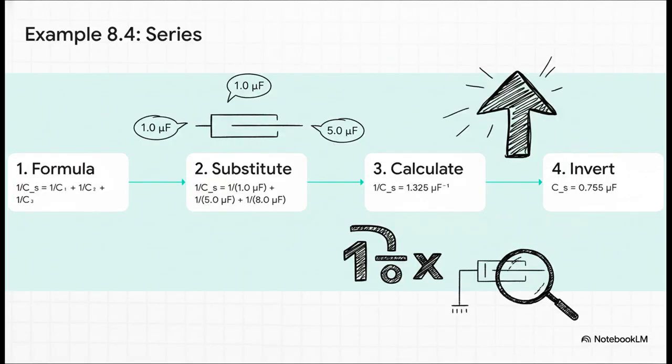And applying it is just as straightforward. We just plug in our values, 1, 5, and 8 microfarads, into that reciprocal formula. Now, after you add up the reciprocals, you get this 1.325 number. But, and this is the step everyone forgets, you have to do one last thing. Flip it. You have to take the inverse to solve for C sub S, not 1 over C sub S. And that gives us our final answer.